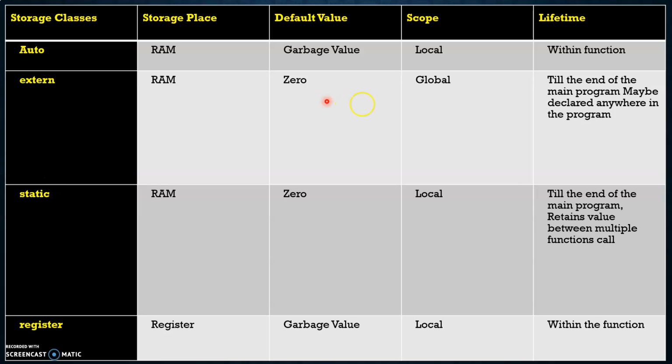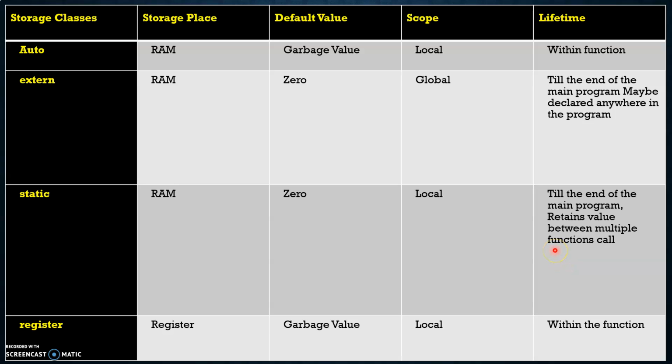Static is a local variable. Why local? Sir, you have told it is static, meaning fixed. So suppose I am taking a value i equals 1. When I take i equals 1, it will assume the value inside the main program body, or retains the value between multiple function calls, as i equals 1.